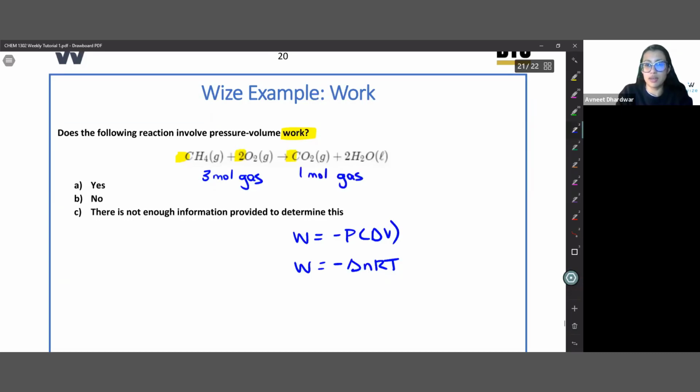If I actually wanted to calculate delta N, I can show you how you would do that. You would take the moles of gas on the product side, so 1, minus the moles of gas on the reactant side, 3. So 1 minus 3 is -2. All that matters is you have some value for delta N. It's not 0. And because you have some number, this reaction does involve work. And so that's why the answer was A for yes.